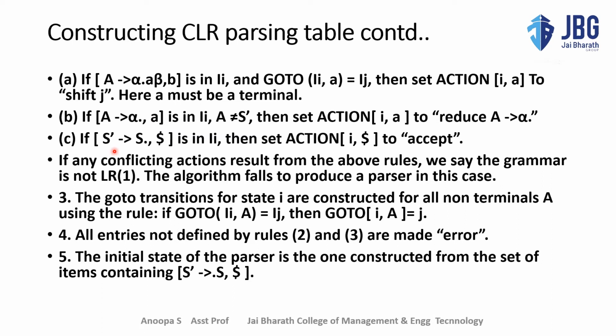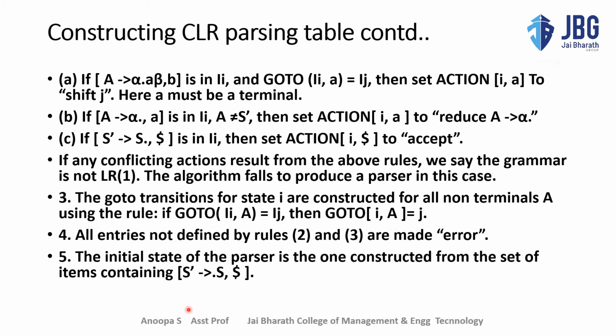The third one is the same as that of LR(1): if there is a production S dash giving S dot comma dollar, then we have to write accept. In that case, action of Ii on dollar has to be written as accept, and if there are any conflicting actions, then it is not LR(1). Then the goto is also similar. If we have goto of Ii comma capital A equal to Ij, then we will write goto of i comma A equal to j.